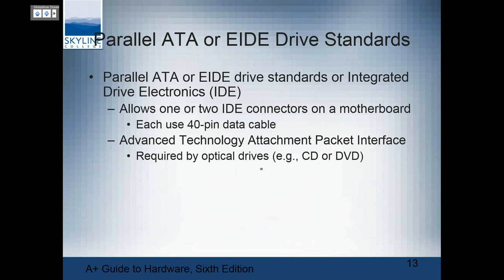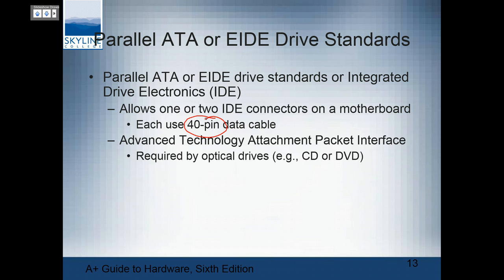Parallel ATA, EIDE standard. One or two IDE connections, and you've seen those on the motherboard. Two EIDE drives on each cable. You're going to have a single primary on these. A 40-pin cable; it could have 40 wires or 80 wires. The ones that look a little thinner look like they have more wires; they have more ground wires. That makes the signal cleaner as it goes across.